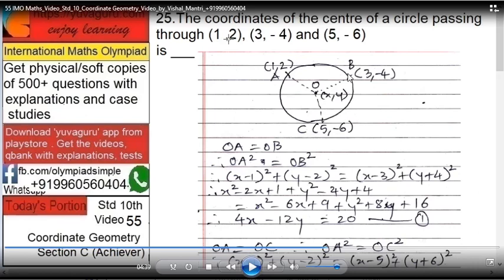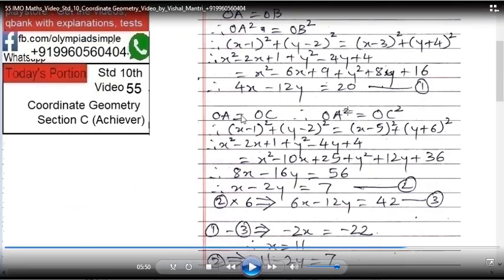OA, OB you have used it. Now you can use OA equals to OC or OB equals to OC, anything. We require 2 equations. Why? Because 2 variables, 2 equations that can be solved. So again OA equals to OC, OA square equals to OC square, x minus 1 the whole square plus y minus 2 the whole square equals to x minus 5 the whole square plus y plus 6 the whole square. Solve this, a plus b the whole square using this formula, or a minus b the whole square, whatever it is. A square minus 2ab plus b square. Solve this and you will get this answer.